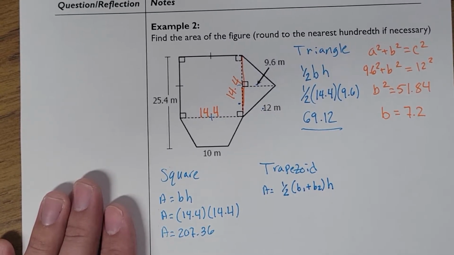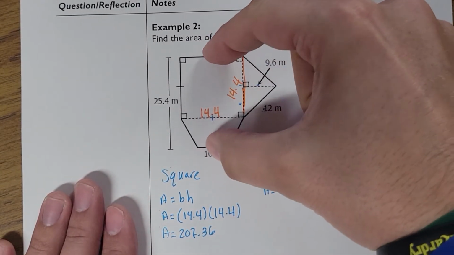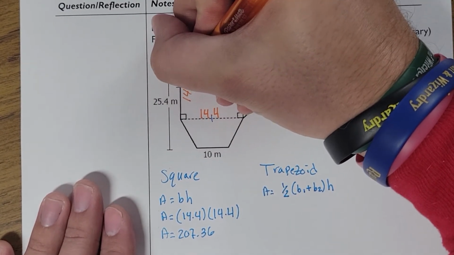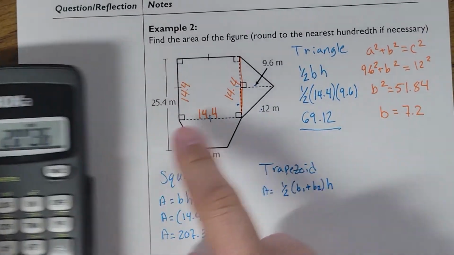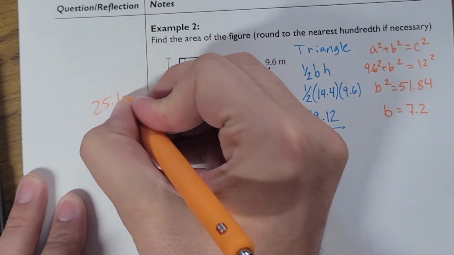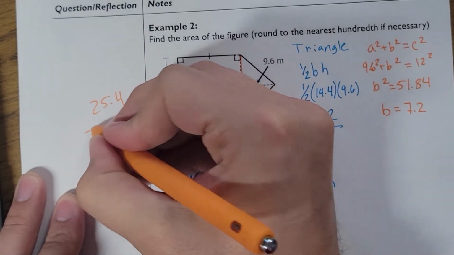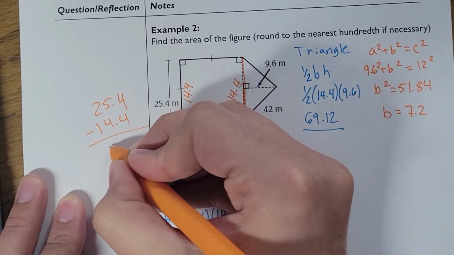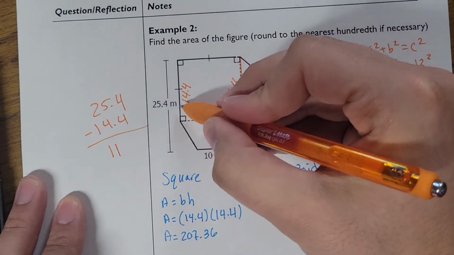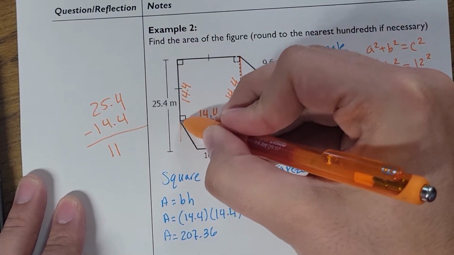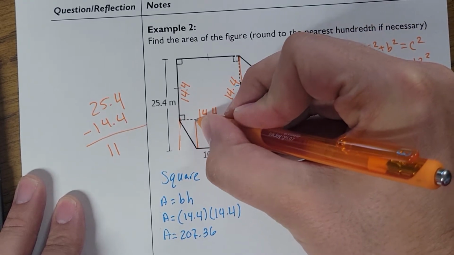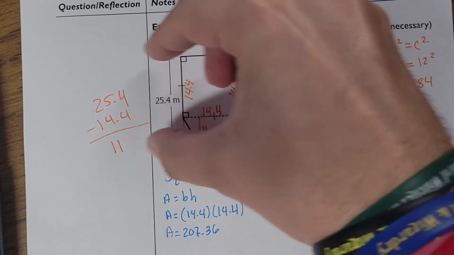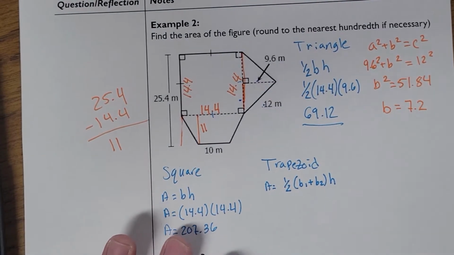Well, that's going to be pretty easy to find because I know that the whole thing is 25.4. But I know that this is taking up 14.4 of it. So if I take 25.4 and subtract 14.4, it looks like I'm going to have 11. So 11 has to be this length right here, which represents the height of our trapezoid. 11, 14.4, together that makes the 25.4. So now I got the stuff I need.